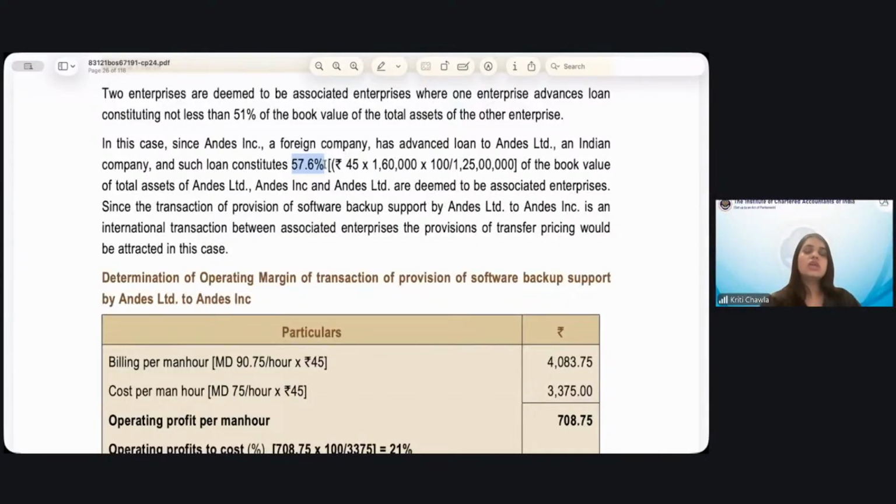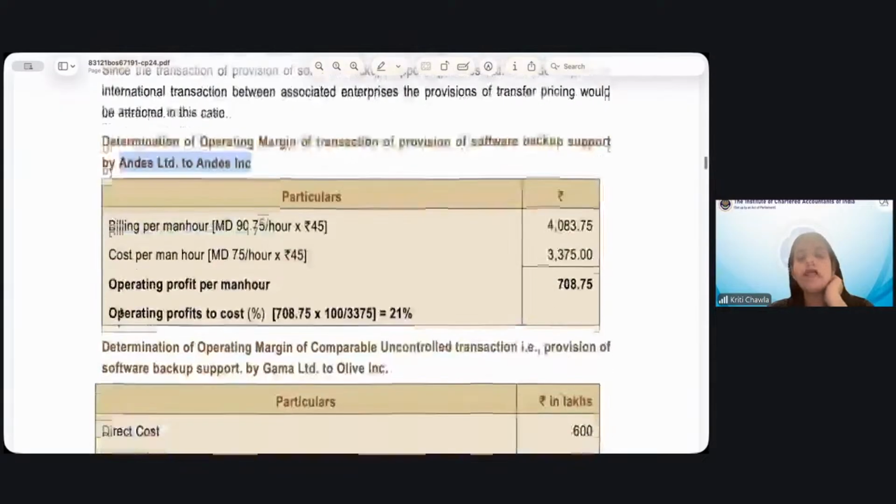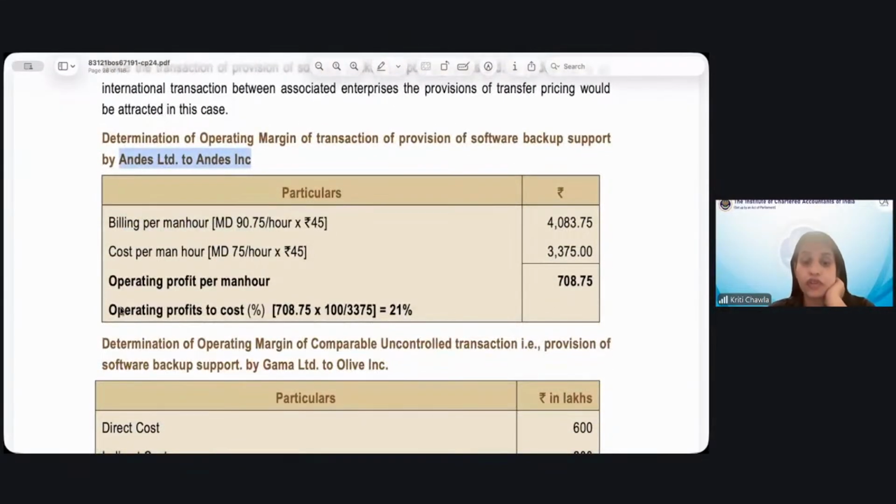Now, what you need to do is determine the operating profit margin for this particular transaction. You need to see that you're related parties. Now, we've made Andes Limited and Andes Incorporation related to each other. Now, you have to see what is the operating profit margin of this company, and then you have to compare it to the operating profit margin of the independent company. So let's see the operating profit margin. Well, you have the billing per man hour, which is this one, and the cost plus man hour is also provided here.